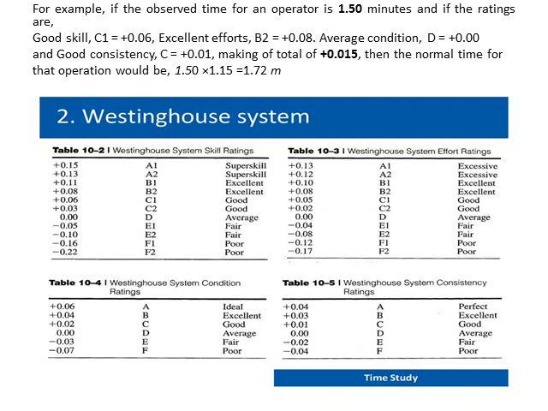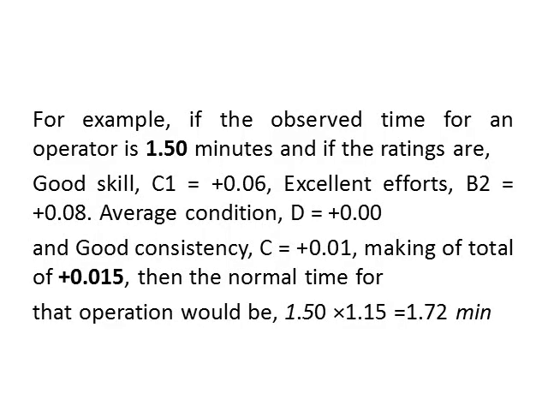And the total value will be 0.06 plus 0.08 plus 0.00 plus 0.01, that is equal to 0.15. So the rating factor will be 1 plus 0.15, that is equal to 1.15. So the normal time will be 1.5 into 1.15, that is equal to 1.72 minutes. Like this, by using the Westinghouse table, we can measure the rating factor. Hope it is clear to you.